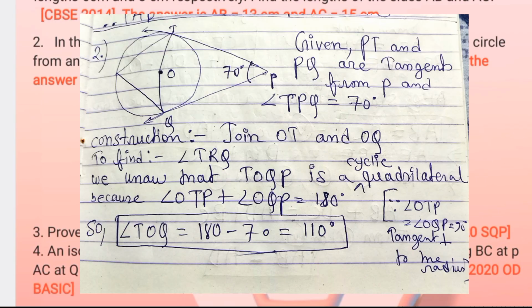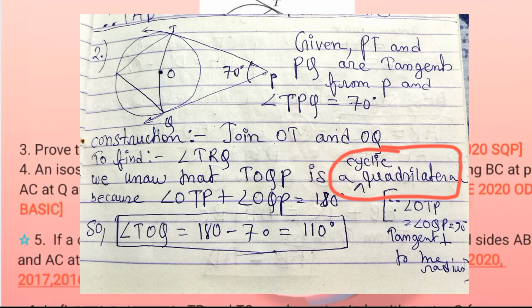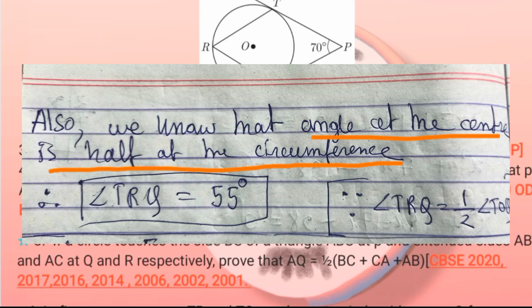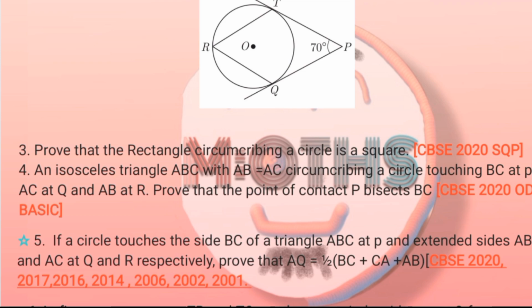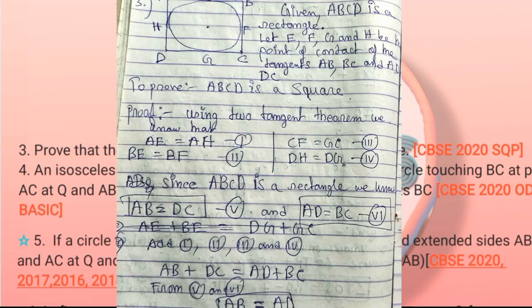In this question you have to use the properties of cyclic quadrilateral and the theorem which says that the angle at the center is half at the circumference. You will get 55 degrees as the final answer. Now in question number 3, again you have to use the two tangent theorem to prove this question.